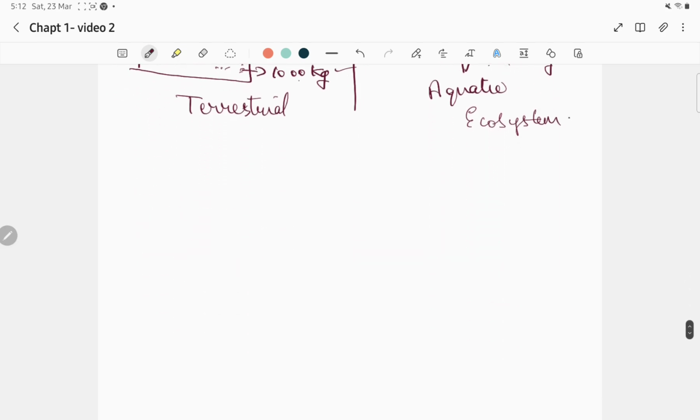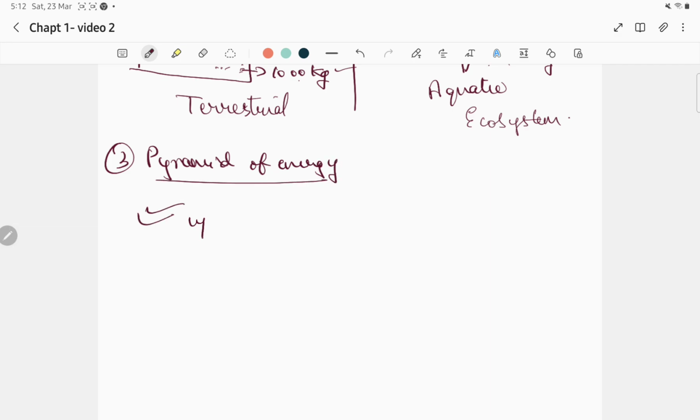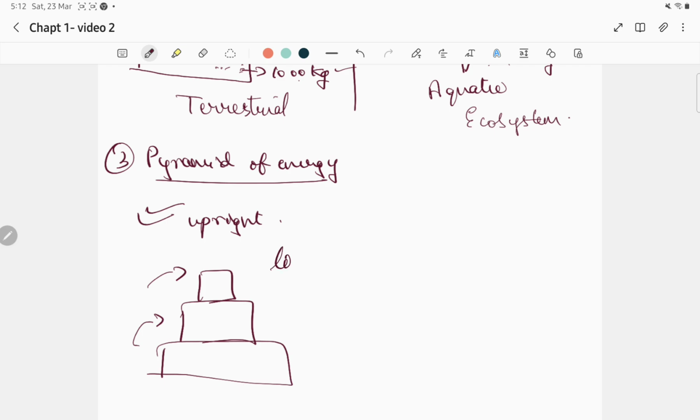Okay, next one is pyramid of energy. This pyramid of energy is always upright. You should remember this, always upright. Why upright? Because from trophic level to trophic level, when it is changing, there is loss of energy at each step. So that is why it's always upright in terms of energy. So this is related to pyramid of energy.